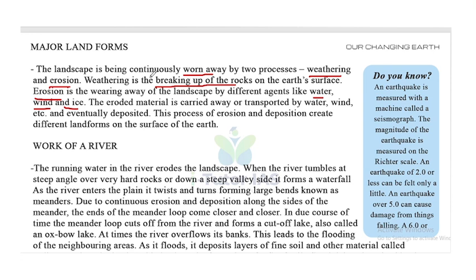Now, the weathered materials are carried by different agents like water, wind and ice. So this is called erosion. Erosion is the wearing away of the landscape by different agents like water, wind and ice. The eroded material is carried away or transported by water, wind, etc., and eventually deposited.